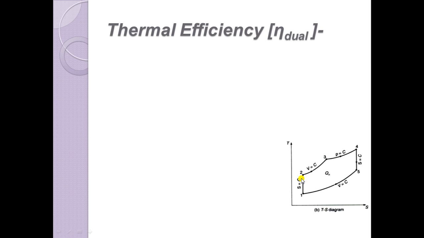Moving on to the performance analysis of the dual cycle. The first performance parameter is thermal efficiency. We make use of a TS diagram in this case. So thermal efficiency is given by net work done over heat added. Net work done means the sum of all the heat transfers or work transfers. I have taken heat transfer in this case.